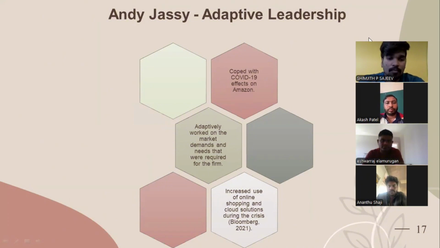Jassy's adaptive leadership was very important, especially during the COVID-19 pandemic. He put measures in place to deal with fluctuating customers' requirements for Amazon to meet rising e-commerce and cloud services. During the crisis, his management contributed to the country's development and search for new opportunities. Moving to the next slide.